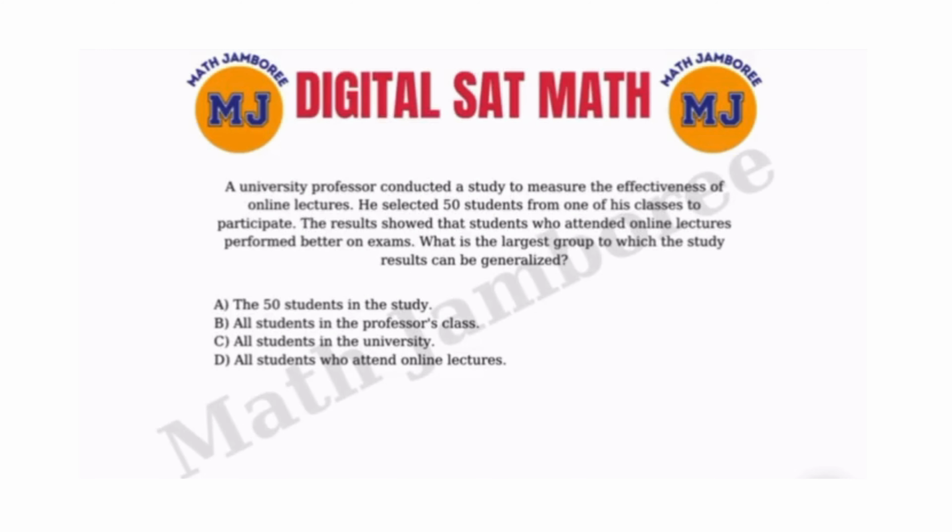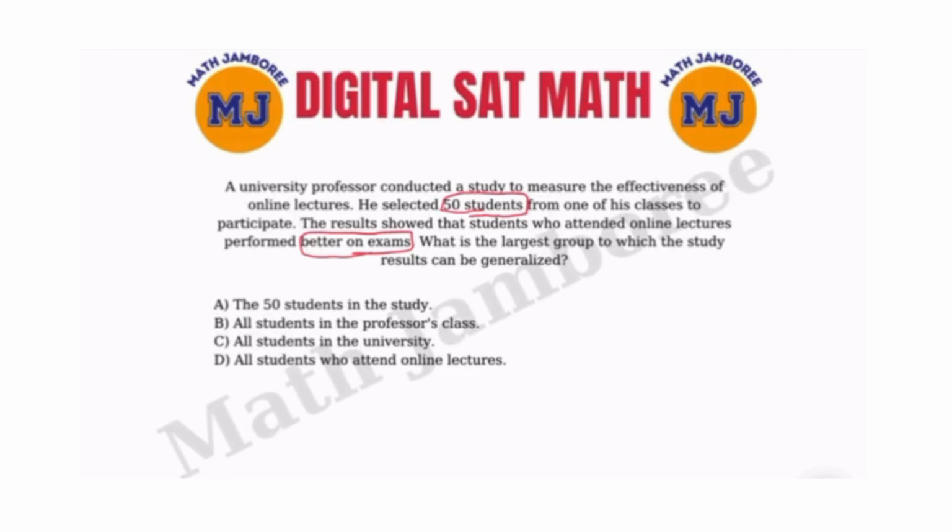Alright, many times these types of questions can be done wrong because it is very confusing if you don't understand the context. So first of all, you want to understand the context. What is happening here? There's a university professor who wants to measure the effectiveness of online lectures, and he selected specifically 50 students from one of his classes. And there were results that students who attend online lectures perform better on exams.